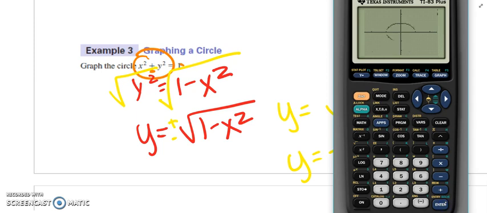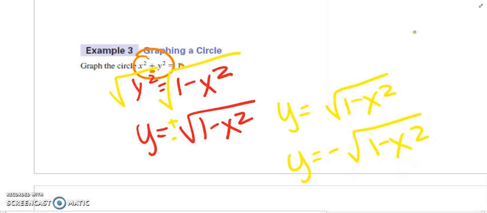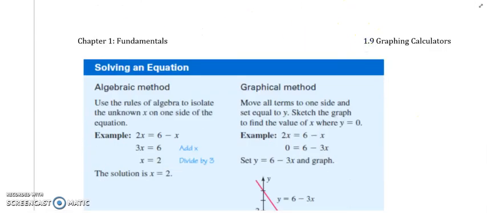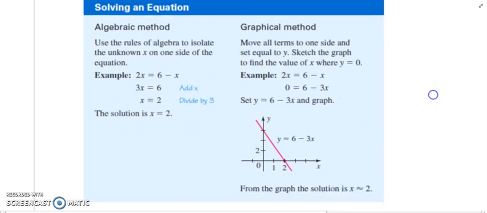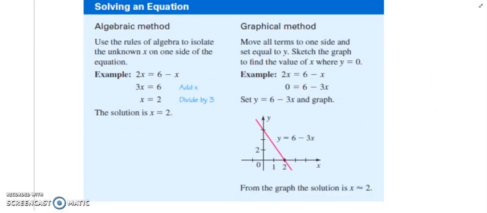This honestly isn't the best way to graph a circle, and we'll talk more about the polar coordinates I told you about in chapter 5. You can see that there's a little gap here, and that's really just because the calculator graphics aren't that great. Okay, apologize for the video being very choppy. I'm just trying to save you from having to watch me type it all in.